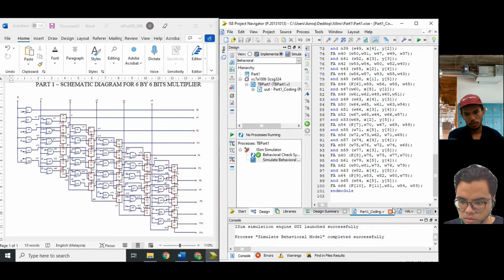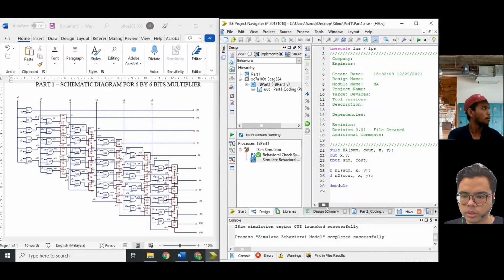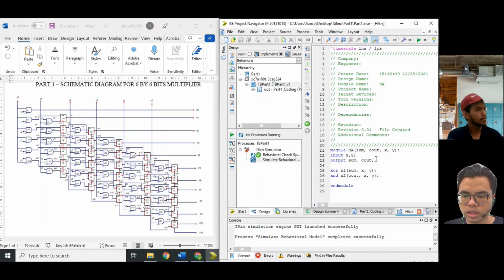Then for the half adder coding, our module name is HA, which stands for half adder. The input is X and Y and the outputs are sum and cout. For the XOR gate N1, the output is sum and the inputs are X and Y. For the AND gate N2, the output is cout and the inputs are X and Y.